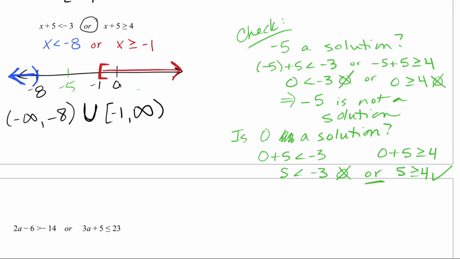So that we've checked a number in the red region, that we are at least shading the correct direction and 0 is included. We can't possibly check all of the solutions, but we've given a sample, and it would be advised to check something in the blue region, maybe check negative 10.